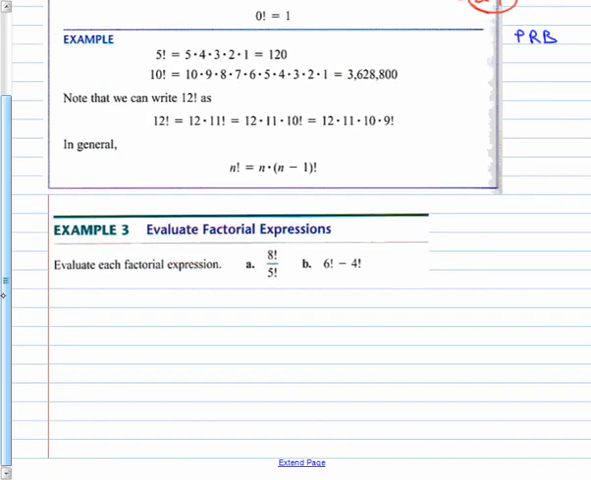All right, so they give you some examples. There's 5 factorial, it's 120, 10 factorial is that big number, 12 factorial is really, really big.